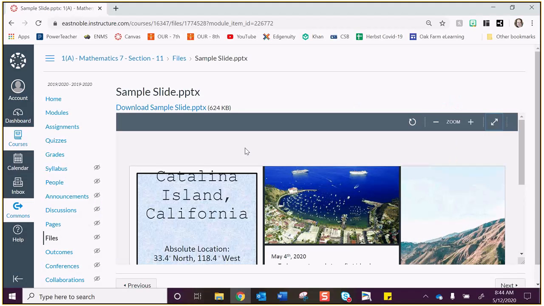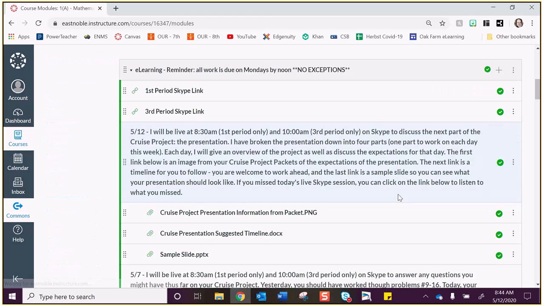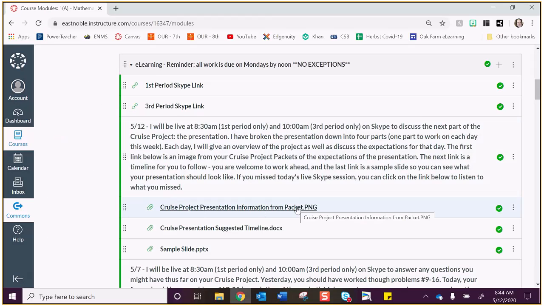Okay, so I'm going to go back to our e-learning module again so you can kind of see everything laid out. So here it all is again. So there was the information from the packet, which a lot of that was on that timeline, the timeline for you to follow, and then also a sample slide. This presentation again will be uploaded to Canvas, and you will have to have it turned in by Monday. So now I'm going to switch back over to our Skype.